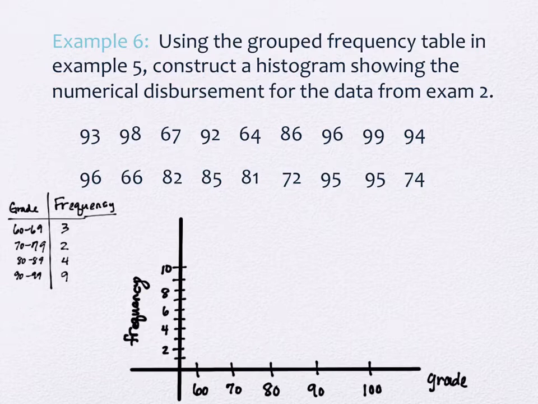We're wanting to create a bar that corresponds to the height of that particular set of data. So from 60 to 69, it's supposed to have a frequency of 3. So I want a bar that is at a height of 3. So it would look something like that.